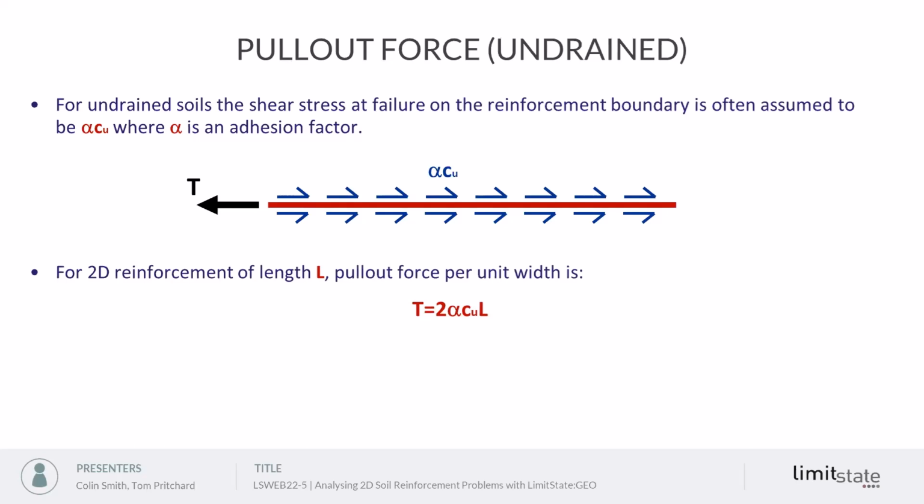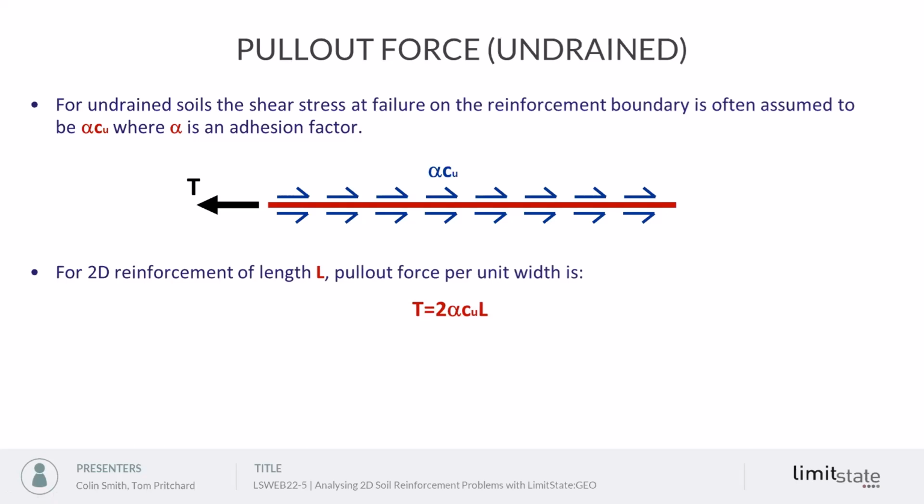So in the undrained case, if we have a length of reinforcement, this red bar here, and we're trying to pull it out of a body of soil, if we want to determine the pullout force T, then we need to know what are the shear stresses that are going to be mobilized on the interface between the reinforcement and the soil. So they're going to be mobilized on the top and the bottom faces of that reinforcement, and it's going to be a function of the shear strength of the adjacent soil.